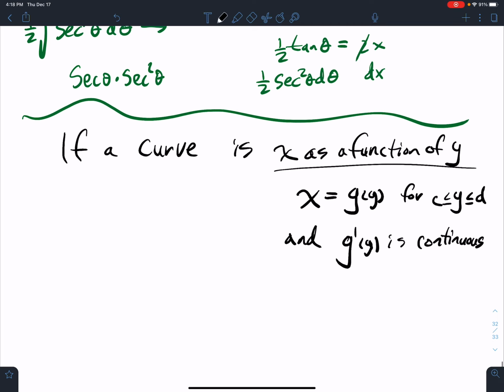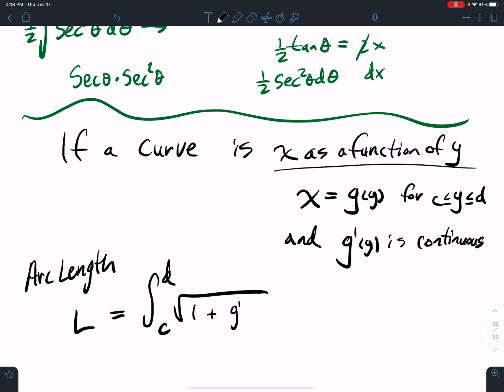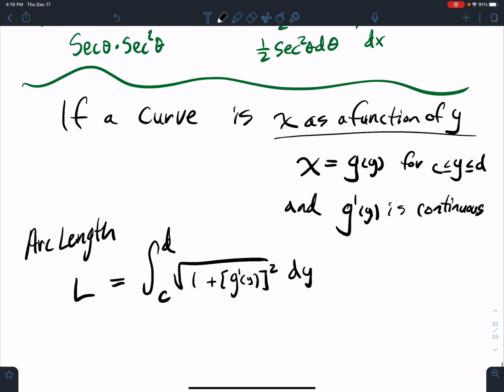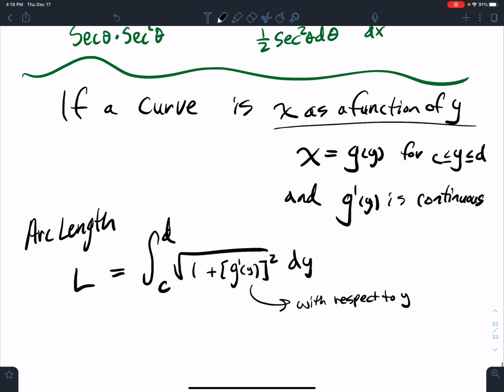If this is the case, then the arc length L is equal to the integral from c to d of the square root of 1 plus g prime of y squared dy, where once again we take the derivative with respect to y. So it's d/dy of g of y equals g prime of y. I'm taking the derivative of g with respect to y, and then I square it.